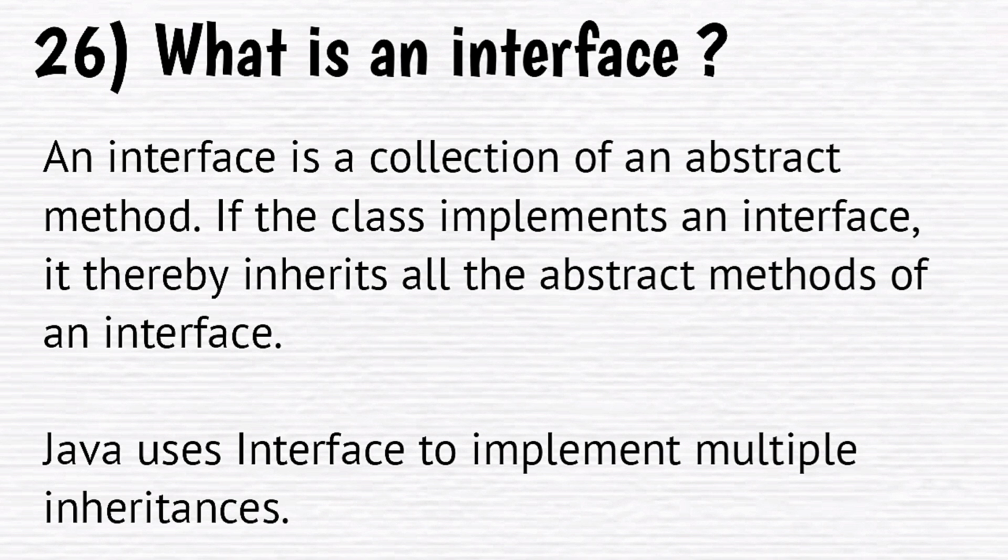What is an interface? An interface is a collection of abstract methods. If a class implements an interface, it thereby inherits all the abstract methods of the interface. Java uses interfaces to implement multiple inheritance.